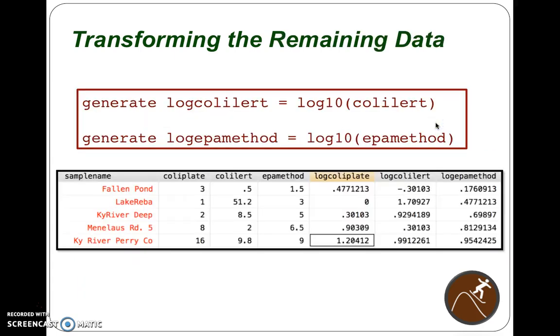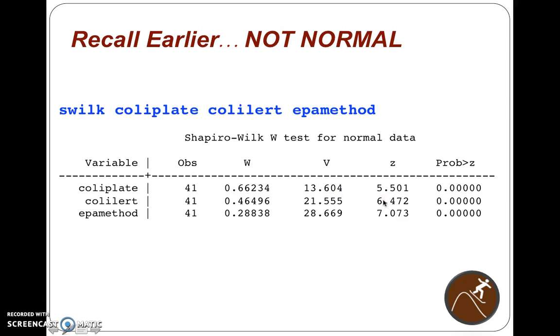So we're going to transform the remaining data. So we're going to do generate log Coiler for log 10 Coiler, generate log EPA method equals log 10 EPA method, and then it gives us this big table. I copied this from Stata, so we can see our new columns that go down about 41 values for the 3 different methods. Here's the raw data, and here are the log transform data. So now the question is, did it work?